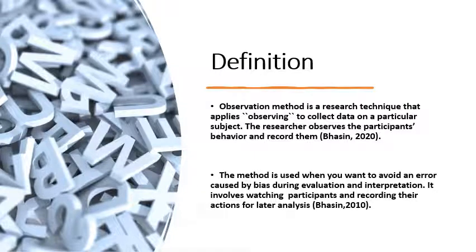Hey everyone, I'm going to talk about the definition of observation method on this slide. Observation method is a research technique that applies observing to collect data on a particular subject. The researcher observes the participants' behavior and records them. Observation method includes two different types, controlled and naturalistic, which will be explained in the next slides.